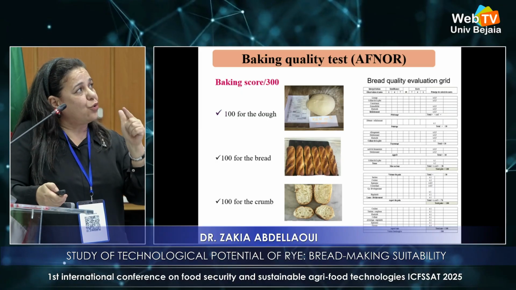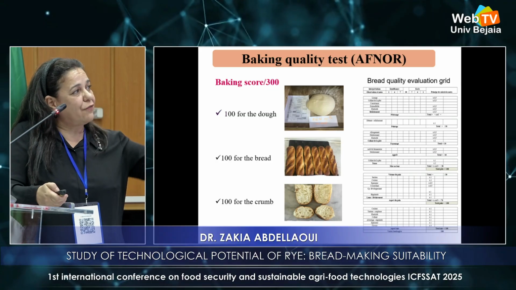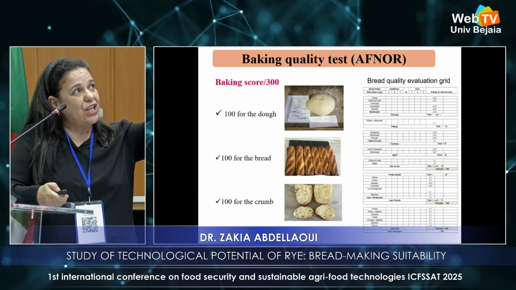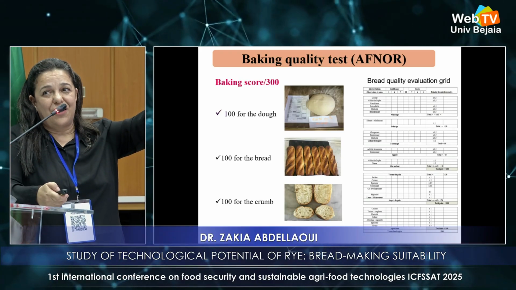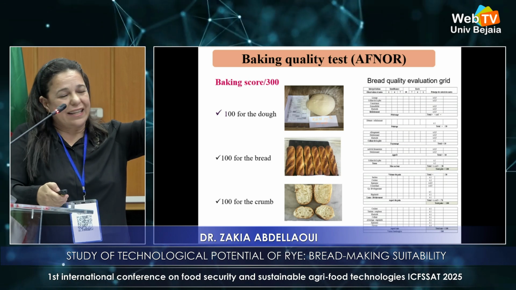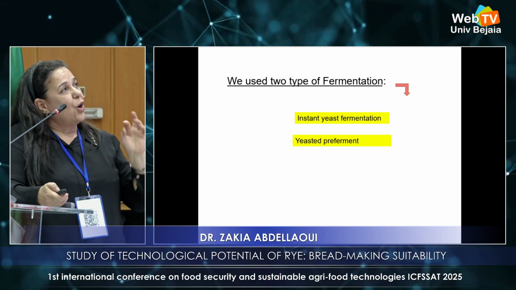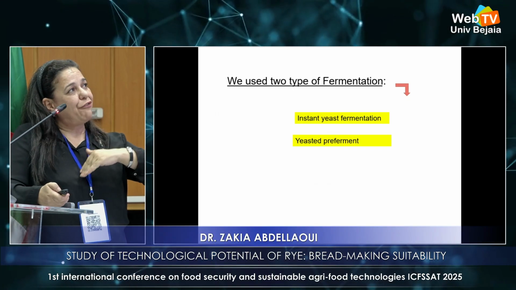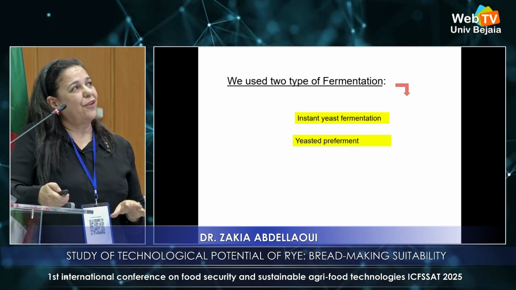100 is given for dough, 100 is given for bread bake, and 100 is given for the crumb. And we complete this evaluation grid. It must be carried out by professionals. It's important. Okay, we also test two types of fermentation: pre-fermentation and yeast fermentation, instant fermentation.